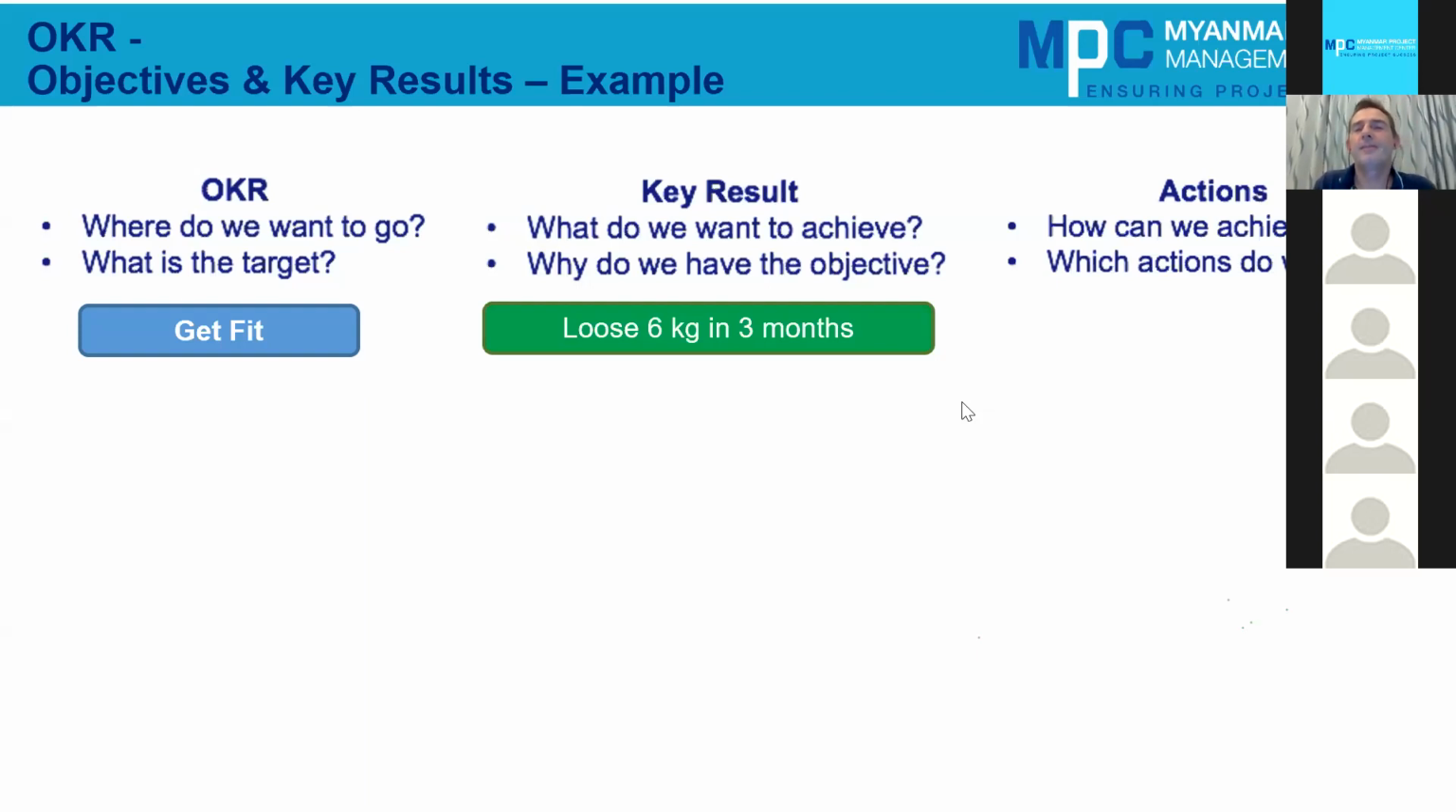An action. So lose 6 kilos in 3 months. An action could be run daily 3 kilometers. So whatever you do on a daily basis, and remember, that's what we normally measured in KPIs, the daily work, the daily running, the daily managing the team on a project, the daily programming for a new tool, these are actions. These are not key results. Doing something daily is not a result. It's an action. Okay.